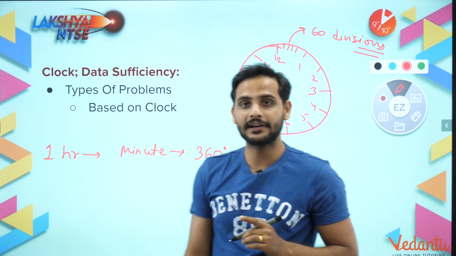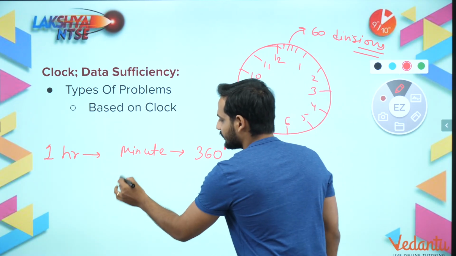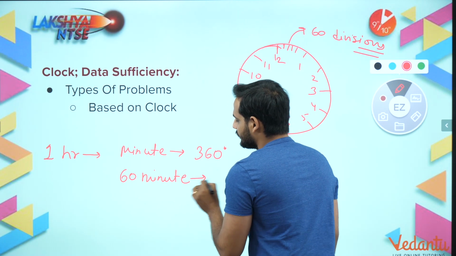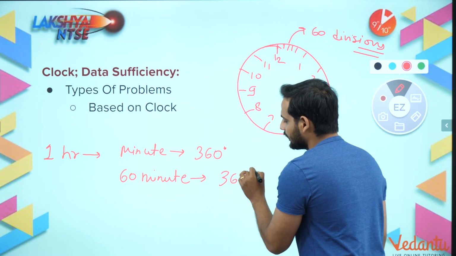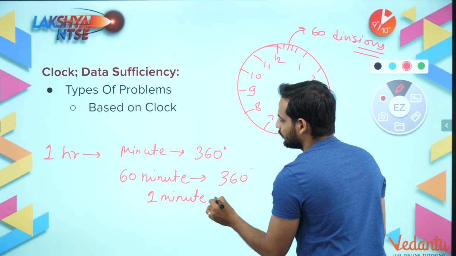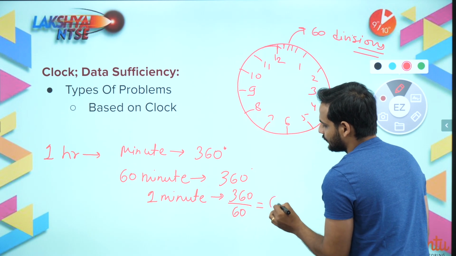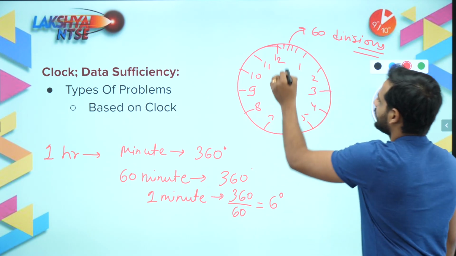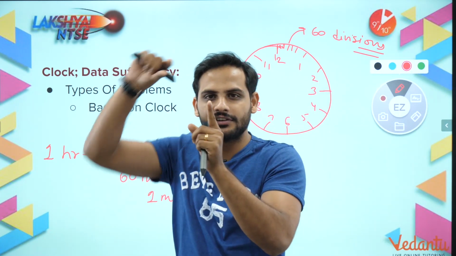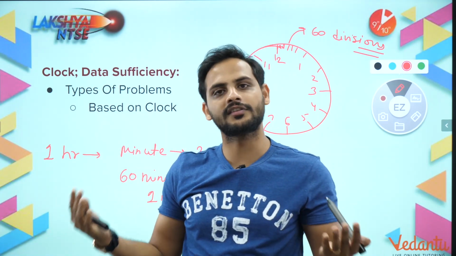Minute hand completes 360 degrees in 1 hour. That means for the minute hand, 60 minutes is equal to 360 degrees. So in 1 minute, how much does the minute hand move? The minute hand moves 360 by 60, which is equal to 6 degrees. That means each division is equal to 6 degrees. So total 60 divisions means 6 into 60, 360 degrees.